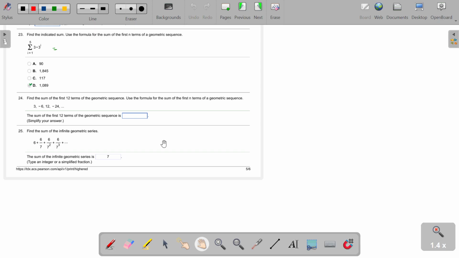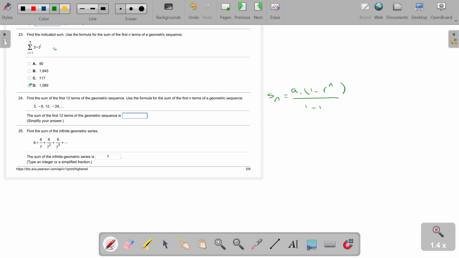For question 24, we're trying to find the sum of the first 12 terms of the geometric sequence. If I want to expand the sequence and write all 12 terms, it's going to be harder. But if I use the formula, which is S_n equal to a_1 times (1 minus r to the power of n), you need to make sure you write the n on top of the r. This is r to the power of n, not the whole parenthesis to the power of n. So that's why I fixed that for you.